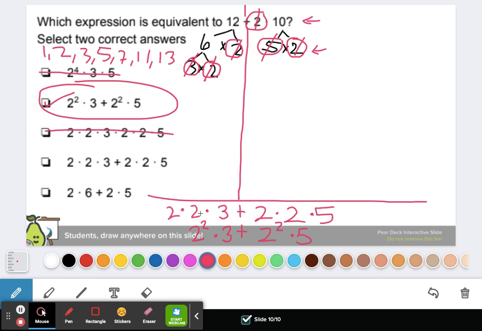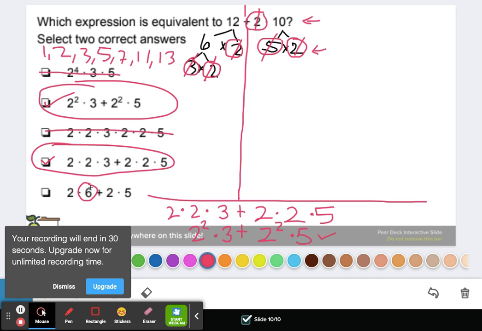And now I need to look for an expression that looks like this top one that's expanded. I already found this one. So now I'm going to have 2 times 2 times 3 plus 2 times 2 times 5. So this is my other expression. And then this one is not a correct answer because of this 6. Because remember, I want prime numbers and 6 is not prime. And that is it for this question.